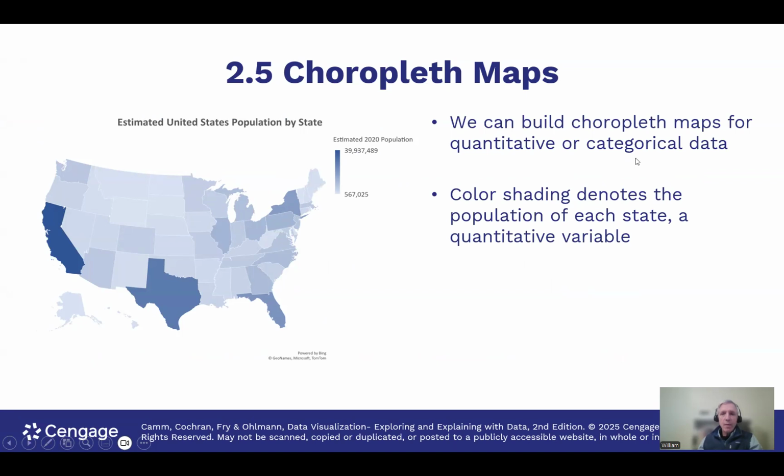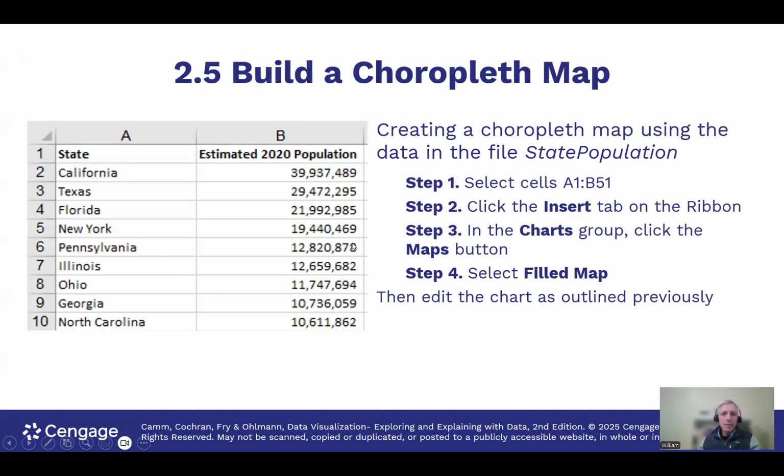Now, choropleth maps can show quantitative or categorical data. When I have quantitative data, I can shade them with these kind of scales. And so this is the estimated population by state going from 567, which is probably Rhode Island, somewhere up here, to 39,937,000, which is probably California. And so the shades of blue get darker as they get more population. Let's go create one.